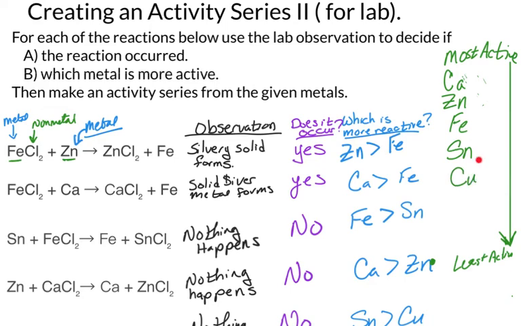So our overall activity series is calcium is more active than zinc, is more active than iron, is more active than tin, which is more active than copper, the least active, for the set that I have. As you can see, there's a lot more in the actual activity series, but that gives you an idea of how that activity series was made. Now the last set we're going to do is going to use hydrogen, and I'm going to go through that with you because it's a little bit more confusing, and then I'll have you build the activity series on your own.